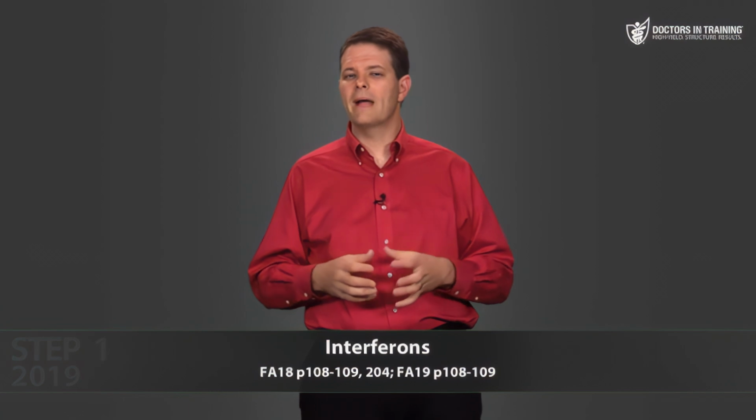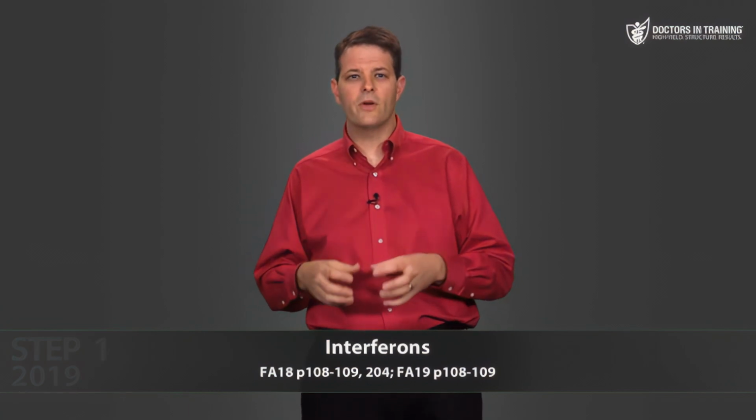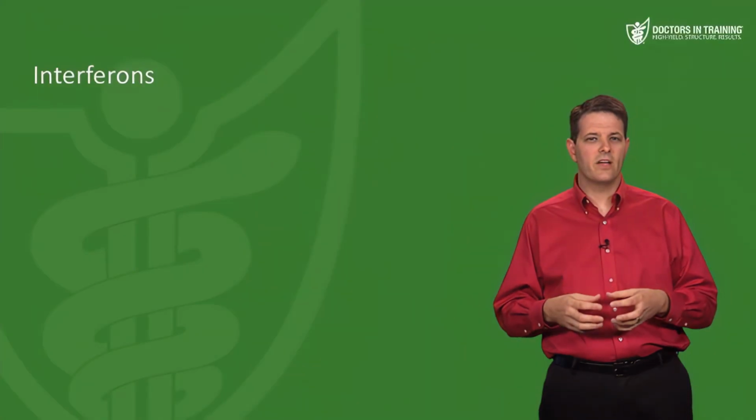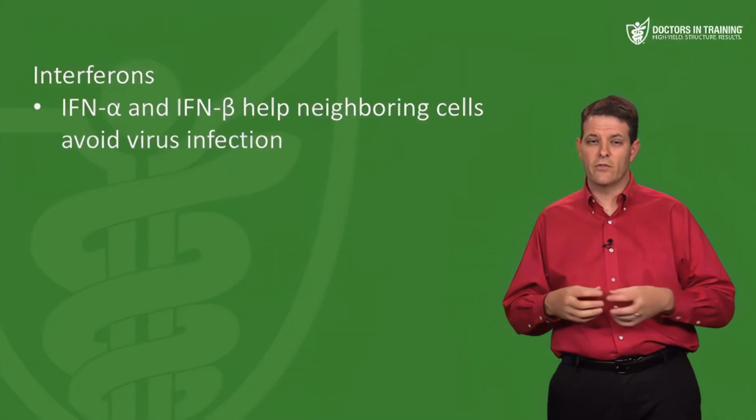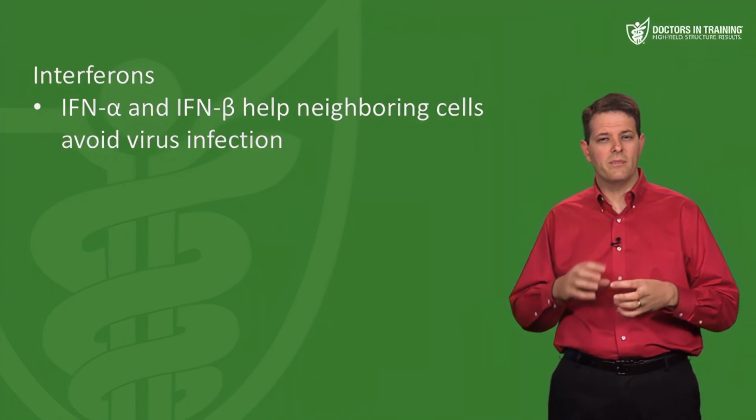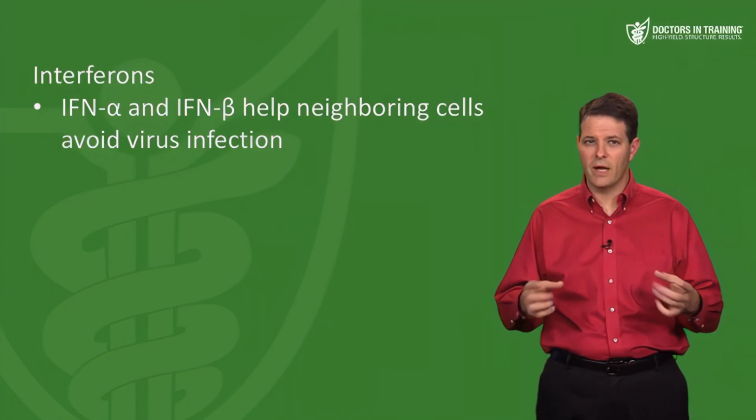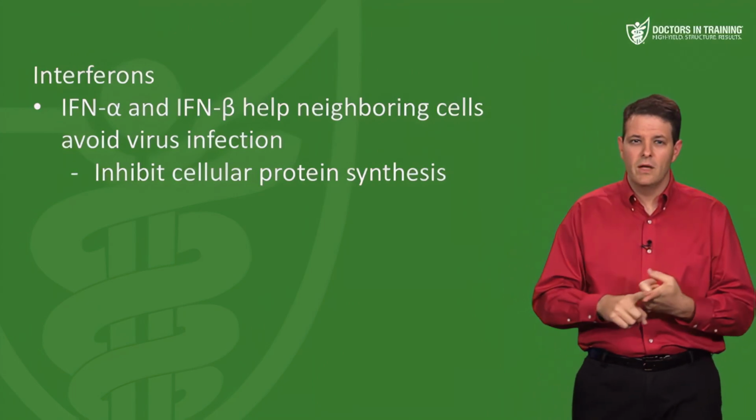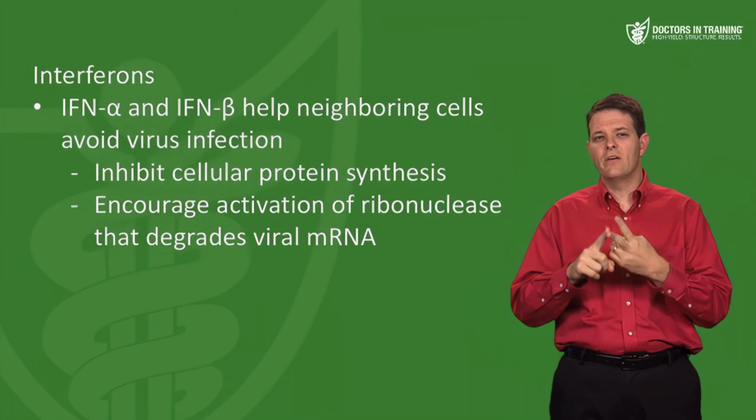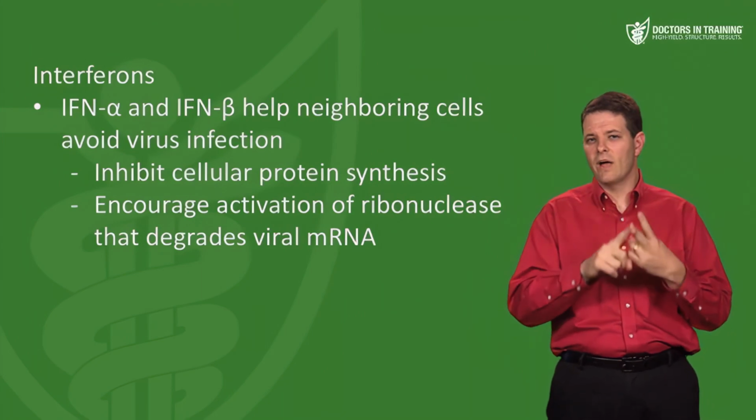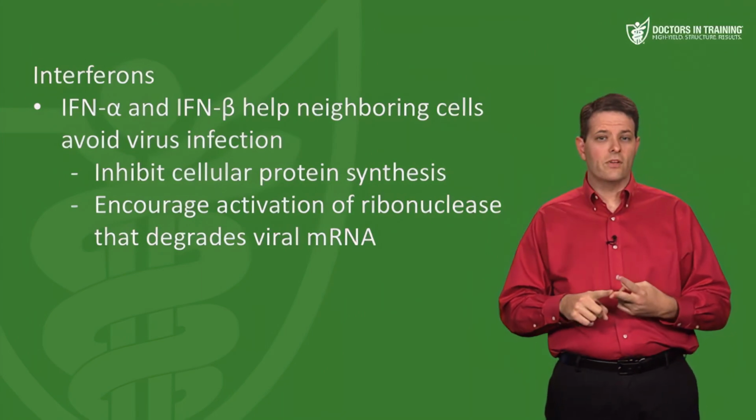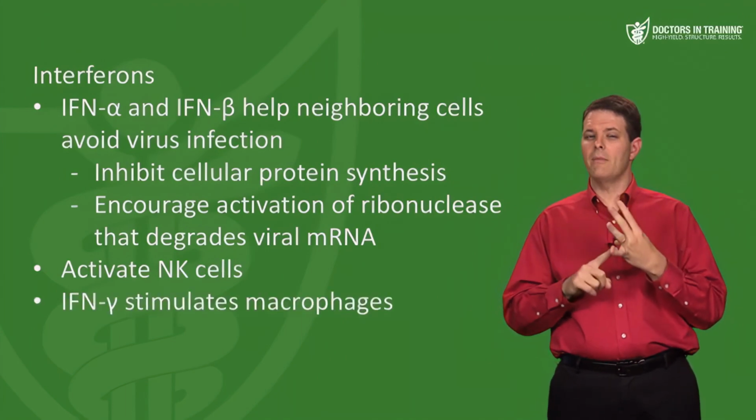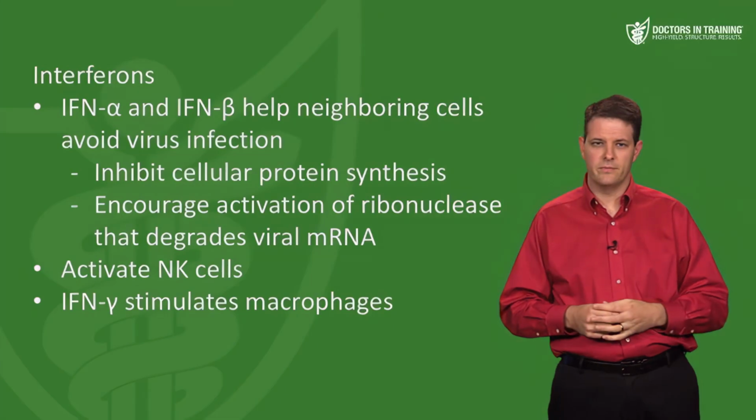Now I promised we'd come back to the interferons. Remember, interferons are primarily antiviral cytokines. Virus-infected cells produce interferon alpha and interferon beta, and those cytokines help neighboring cells avoid virus infection by inhibiting cellular protein synthesis, which blocks viral replication, and they encourage the activation of a ribonuclease that degrades viral mRNA. Interferons also activate NK cells, and one more time, interferon gamma stimulates macrophages.